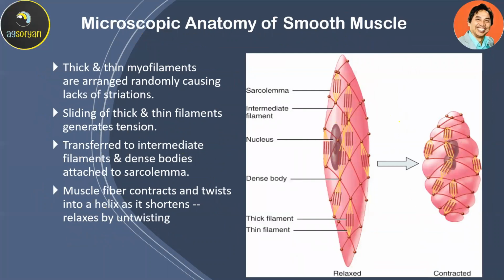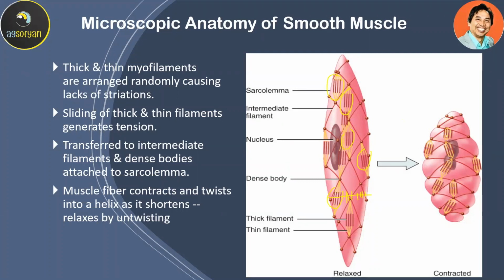And this is how it looks like. Why is there no stripe? So maybe you think that there is no sarcomere. There is still sarcomere in the smooth muscle. However, the actin and myosin are not arranged in a regular arrangement that gives stripes. So there is no stripe because this actin and myosin arrangement is not in a very organized arrangement. Therefore, it's just a smooth muscle, with no stripes or striations.